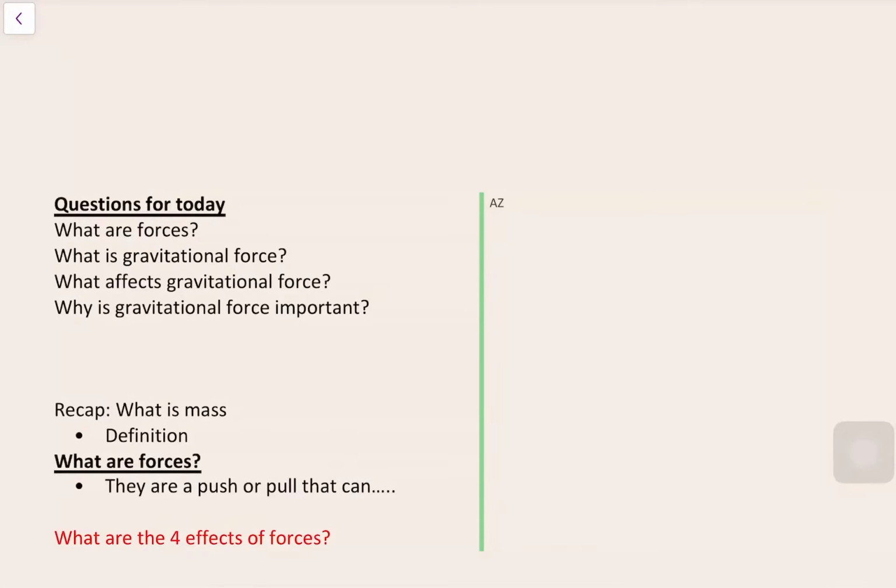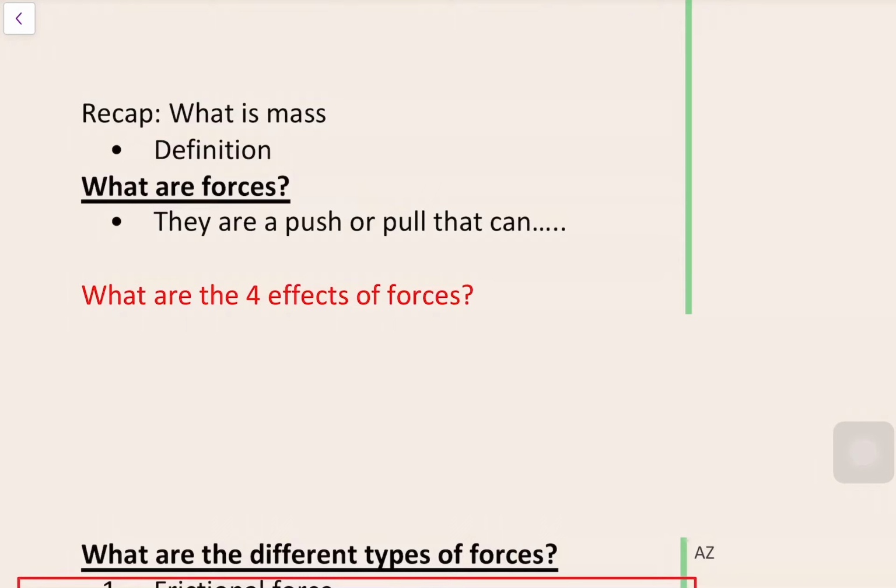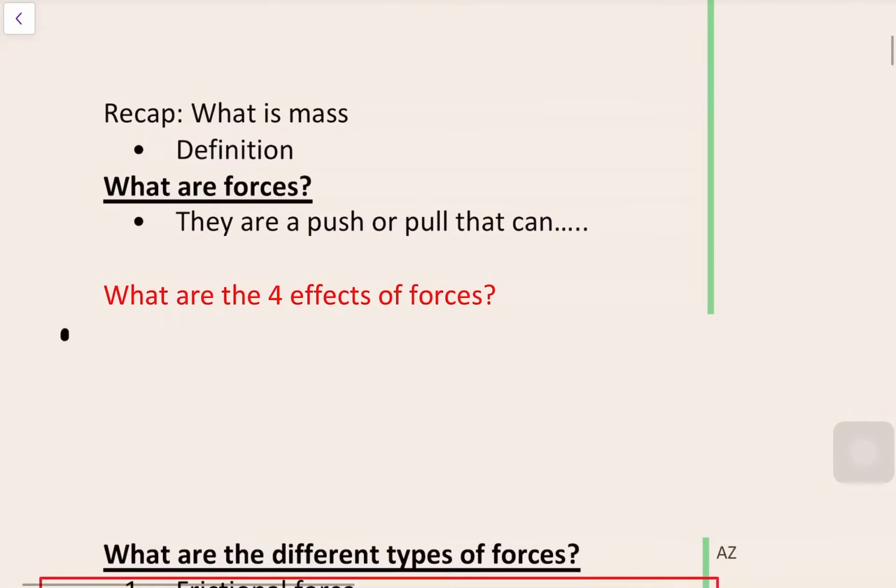And if you are still unsure about how to answer these questions, then I would suggest watching the video more than once. Alright, so firstly, as we have learned before, forces are a push or pull that can cause certain effects. So there are 4 effects of forces. By now you should know what these 4 effects of forces are, and I will write them here just for you to remember.